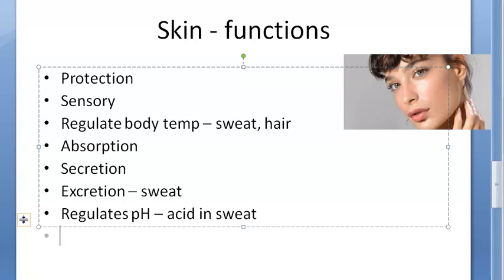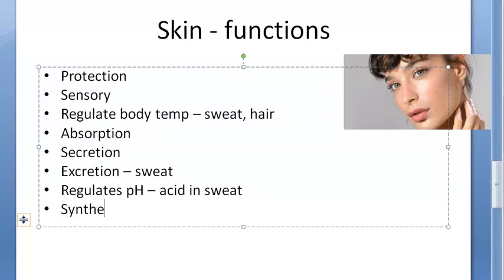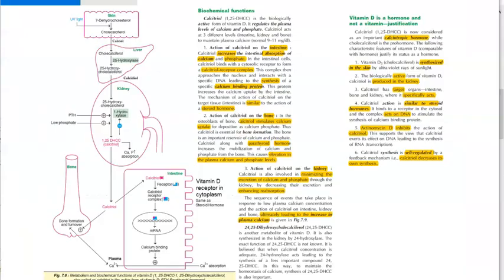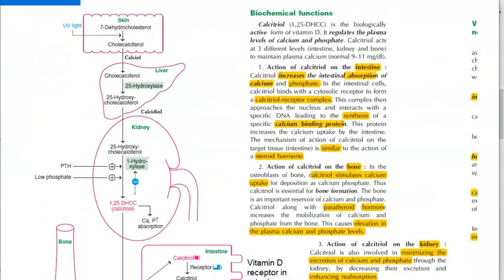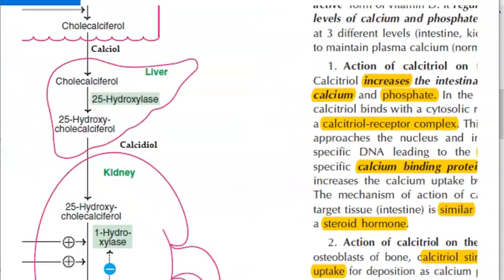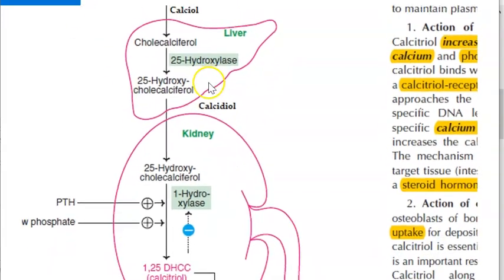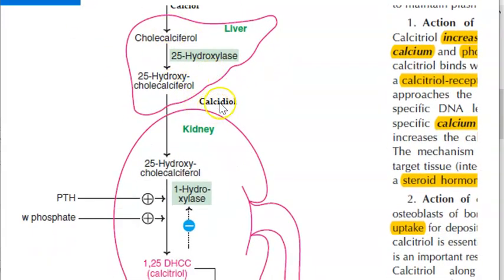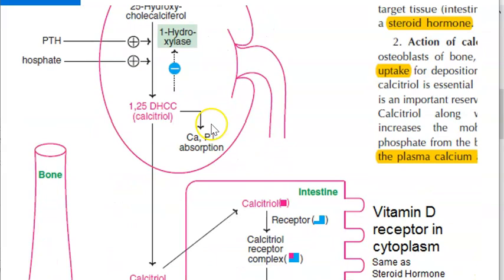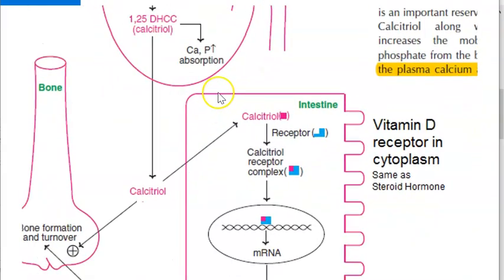Then synthesis. What can skin make? Synthesis of vitamin D. What do you have in your skin? Zoom here. In skin, you have 7-dehydrocholesterol. With the help of UV light, it is converted into cholecalciferol or calciol. In the liver, you convert it into calcidiol, and then your kidney helps convert it into calcitriol, which is the one that you need.